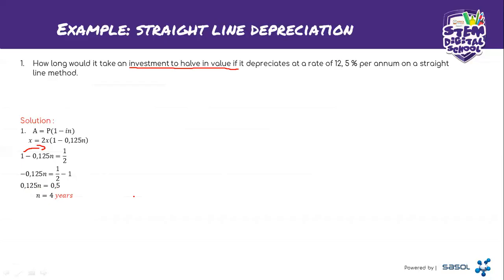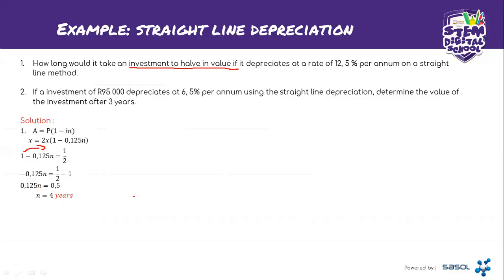All right. Now let's proceed. The next question: if an investment of 95,000 depreciates at 6.5% per annum using the straight line method, determine the value of the investment after 3 years. This is the investment, the money that we are investing, which is going to be our P. So in this scenario, we'll be calculating the value of A. And then let's go.